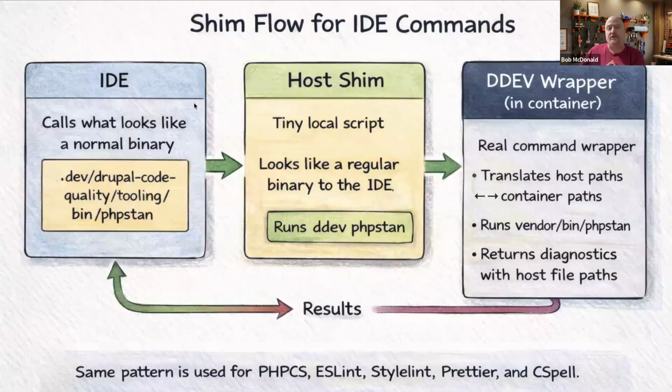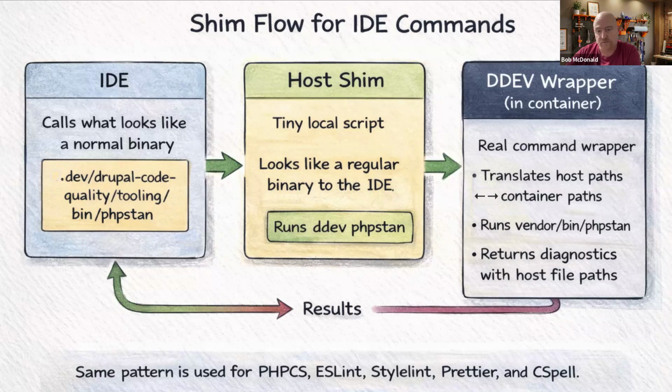And here's how the magic happens. Shims are little local entry points for your IDE to call, just like they'd call a regular binary in the system. But these shims turn around and pass the calls to the ddev command wrappers. The wrappers map host file paths to container paths within Docker, so the checkers can run there. Then they translate any paths in the results that come back inside the Docker container back out to host paths. And that path mapping is why the IDE diagnostics still point to the right files when you get them out.